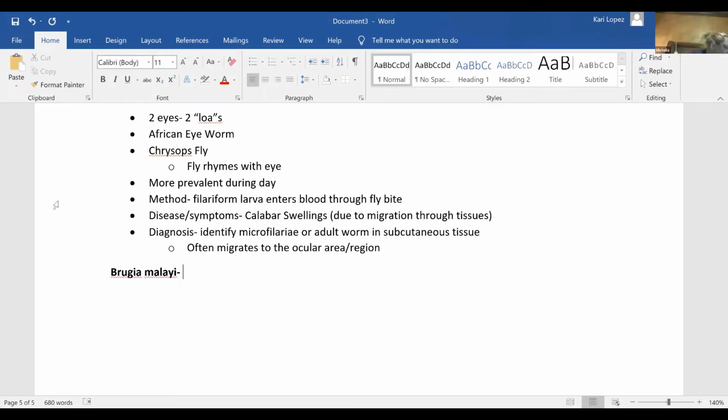The common name is malayi filariae. Malayan Filaria. Filaria, like microfilariae.